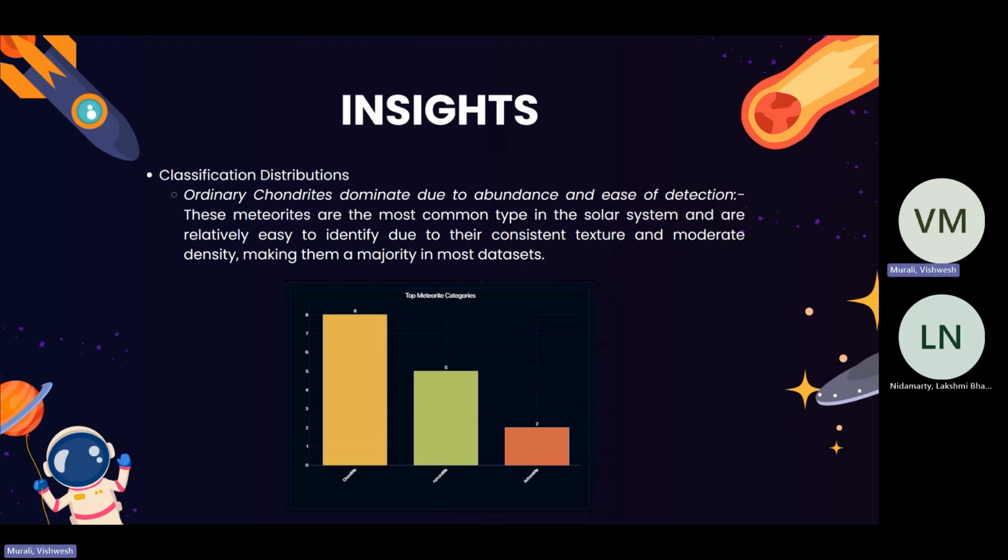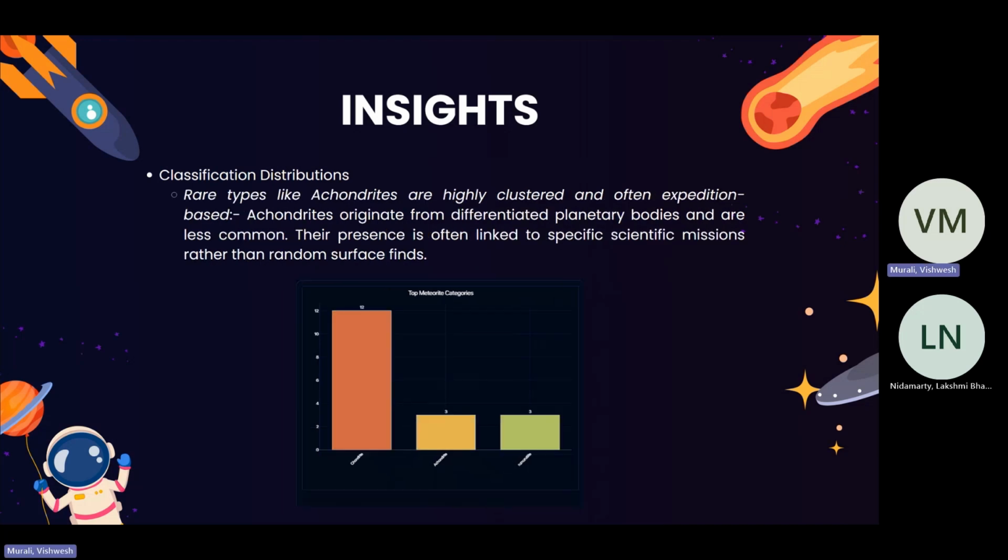When we looked at the classification, we found that ordinary chondrites dominated the data set. That made sense. They're the most abundant meteorites in the solar system, and their consistent texture and moderate density made them easier to detect and classify. On the other side, rare types like achondrites appeared to be more clustered and linked to specific expeditions. Since these originated from differentiated planetary bodies, they were often uncovered during focused scientific missions rather than found randomly.